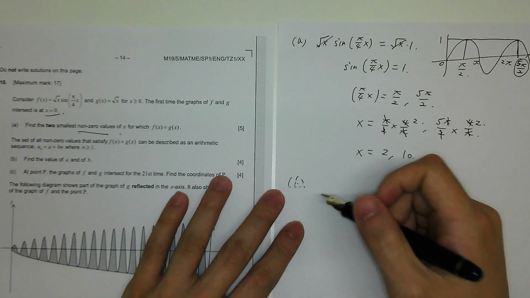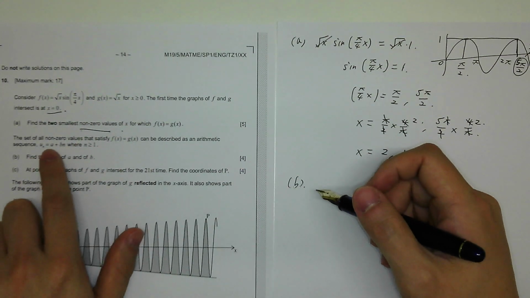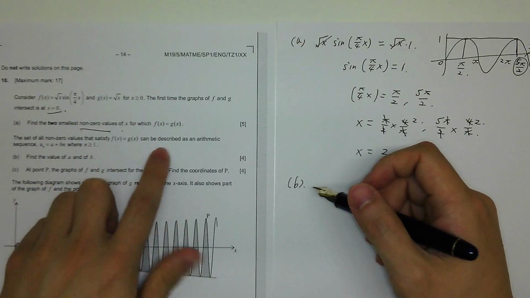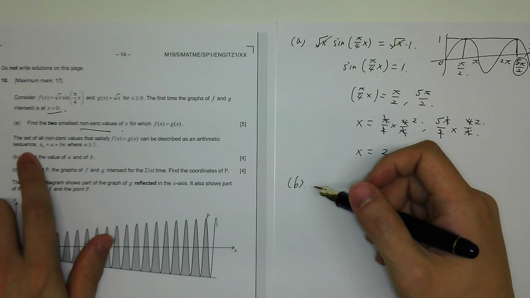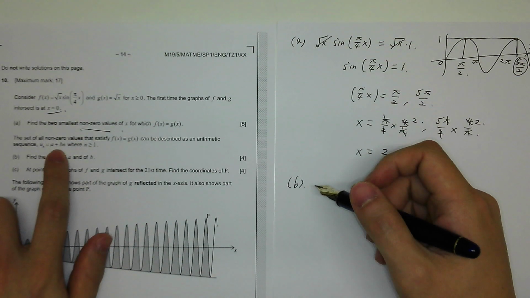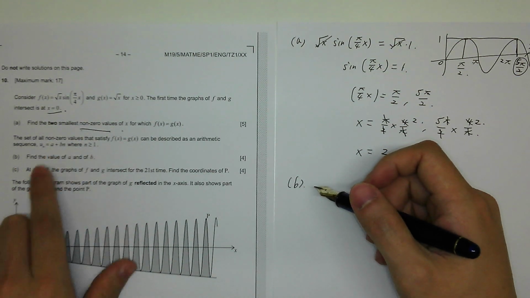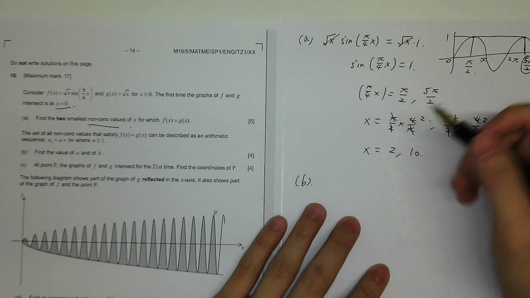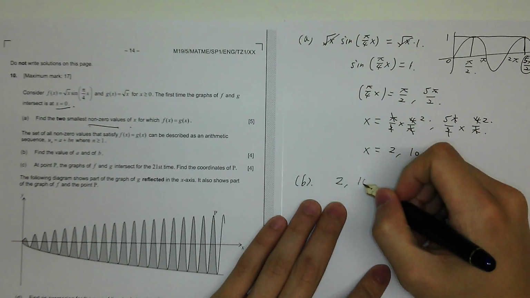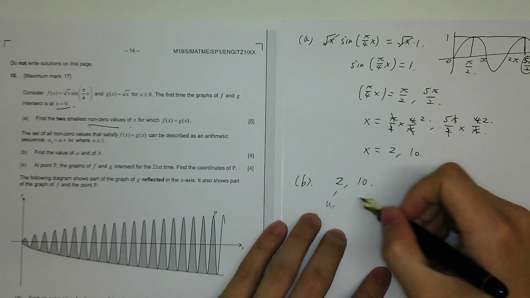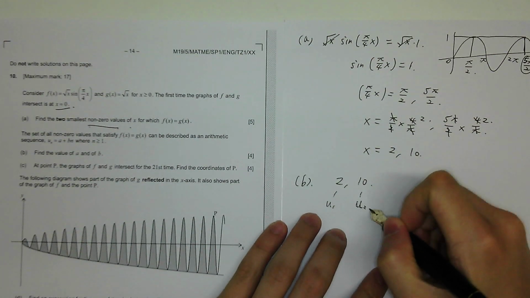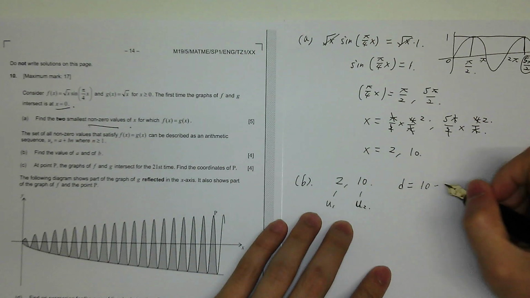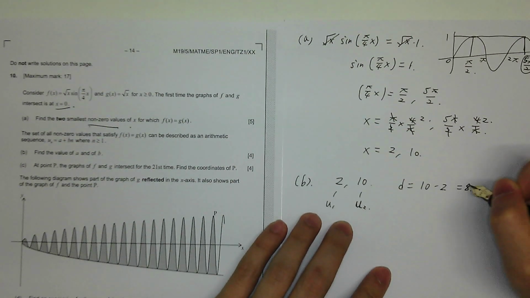Part B. The set of all non-zero values that satisfy f of x equals g of x can be described as an arithmetic sequence u n equals a plus b n, where n is greater than or equal to 1. Find the values of a and b. So arithmetic sequence: the first term is 2, the second term is 10. Common difference equals u2 minus u1, 10 minus 2 equals 8.